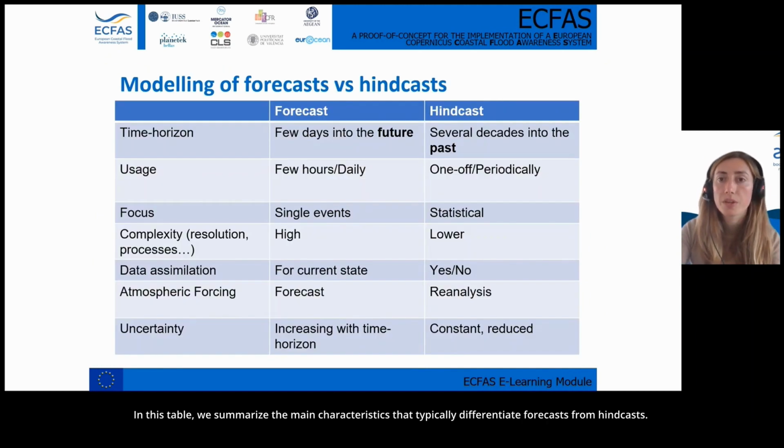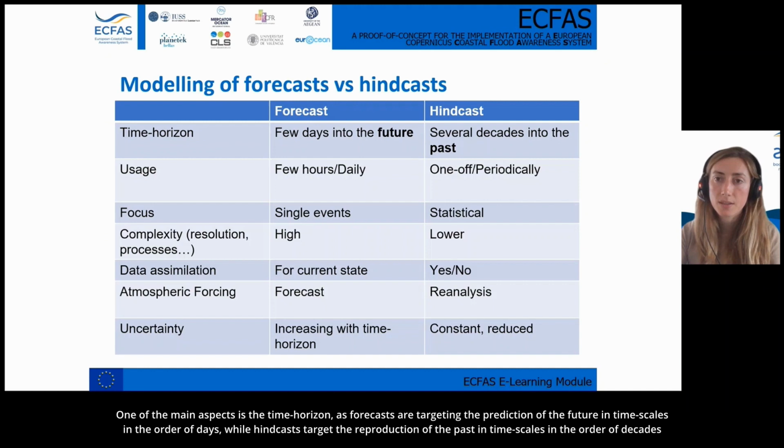So in this table, we summarize the main characteristics that typically differentiate forecasts from hindcasts. One of the main aspects is the time horizon, as forecasts are targeting the prediction of the future in timescales in the order of days, while hindcasts target the reproduction of the past in timescales in the order of decades.